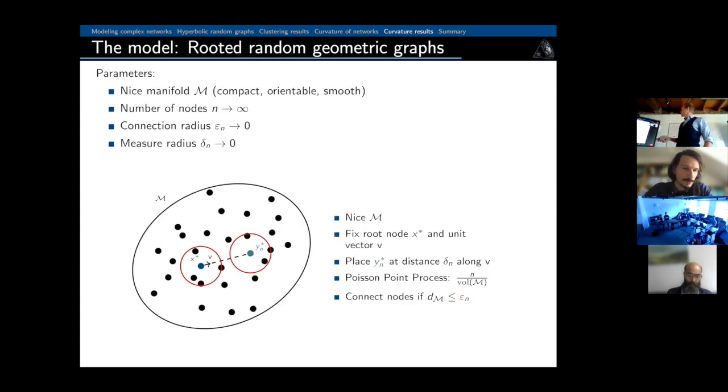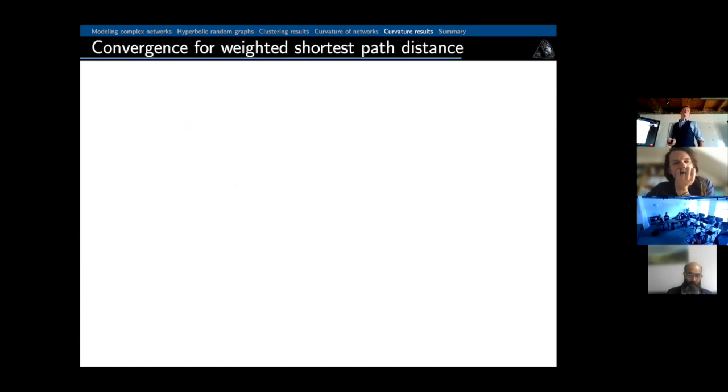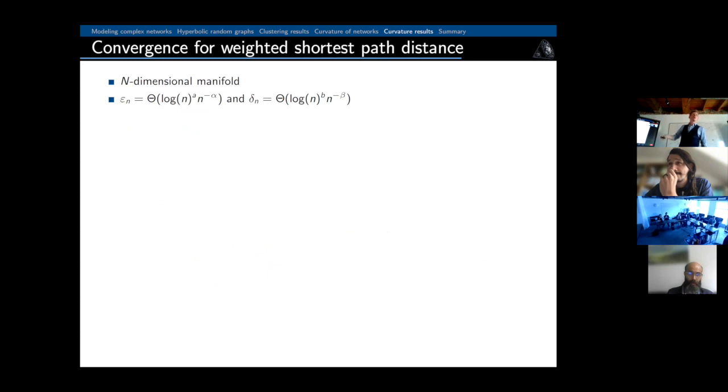Okay, so this is the model, but I didn't tell you how to put weights on the edges. So far this is just an unweighted graph. The first thing we do, and again, we're mathematicians trying to make things as simple as possible to prove things, is that we cheat. We cheat very much. We take an n-dimensional manifold, smooth, compact, everything. Epsilon is going to scale like log to some power a of n, times n to the minus alpha, so a and alpha are parameters we can tune. Delta is similar, with parameters b and beta, again parameters we can tune. Then we can ask for which conditions on these parameters we get convergence. But now we're going to cheat.